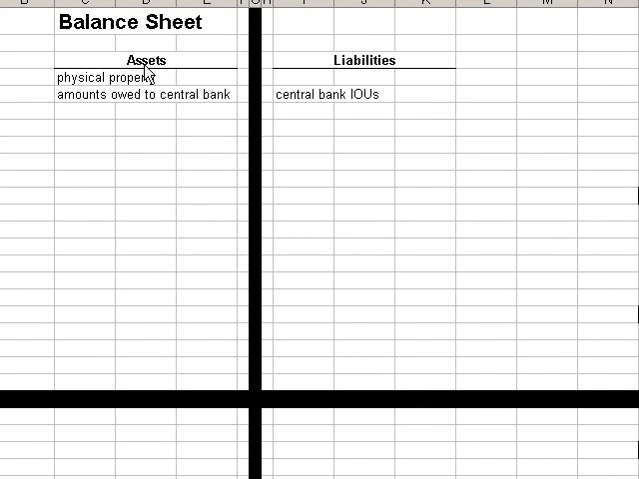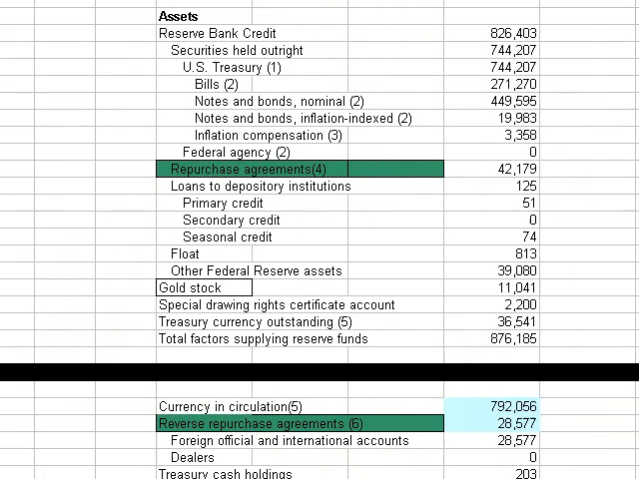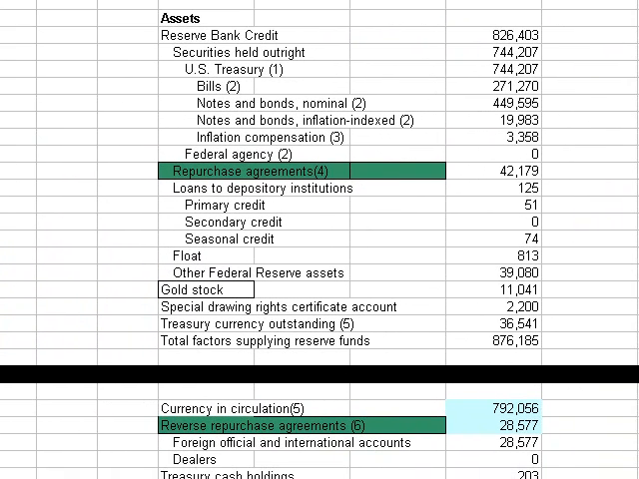Now, quickly before I start, a review of the balance sheet. On one side of the balance sheet you have assets, things of value, physical property, or amounts owed to, in this case, the central bank. The other side, liabilities, it's IOUs. So it's who, in this case, the central bank owes money to. Now let's take a look at the assets.